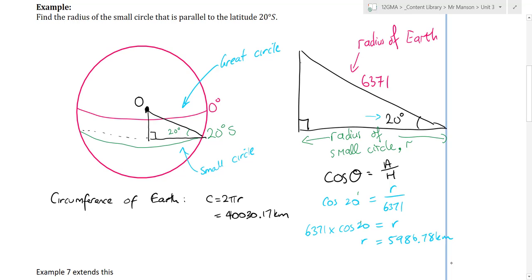And the circumference of that small circle will be equal to 2 times pi times 5986.78. And Caleb, if you could throw that calculation in your calculator with the answer you've already got.